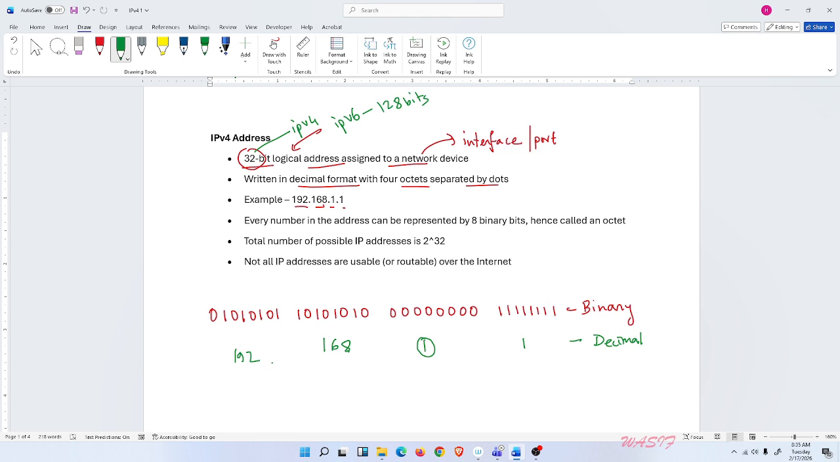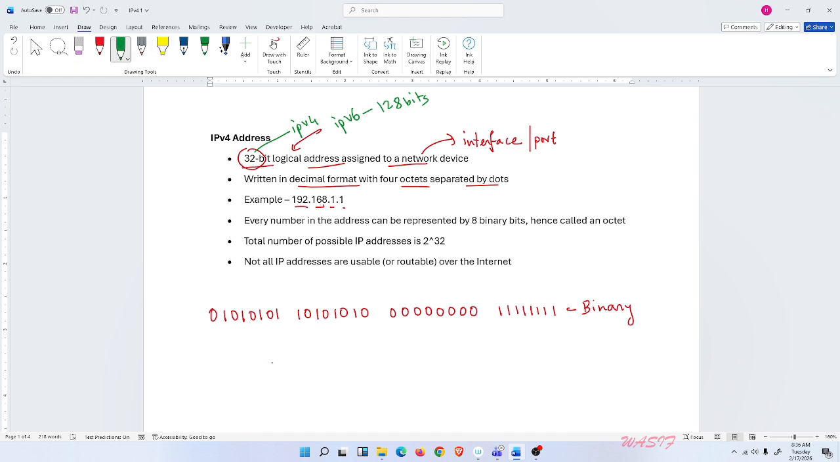Now the question is, is this 192? No. Is this 168? No. Is this 1? No. Is this 1? No. I just wanted to give an example of the difference between binary and decimal. So this is surely not 192. This is surely not 168. This is surely not 0. This is surely not 1. Okay. Now you know what is binary and decimal.